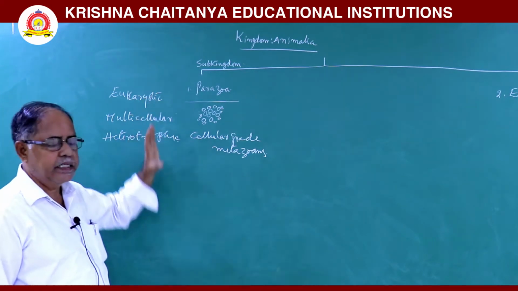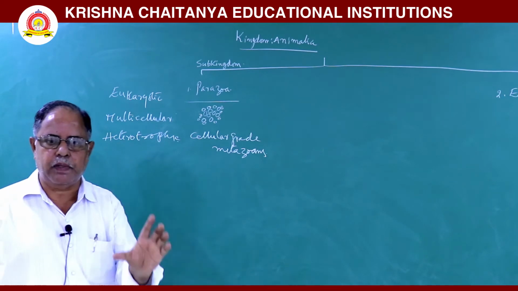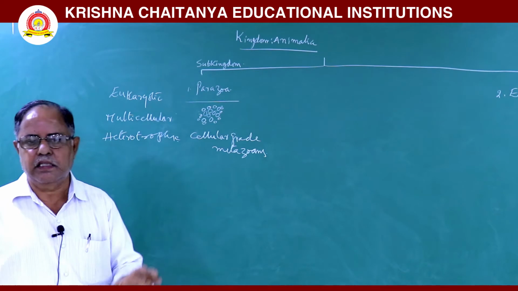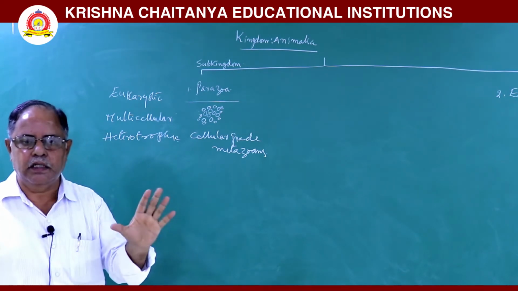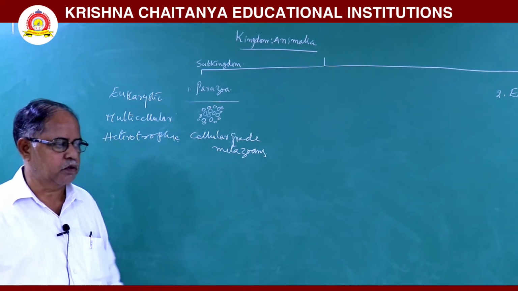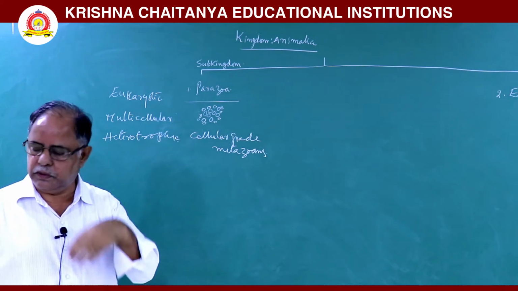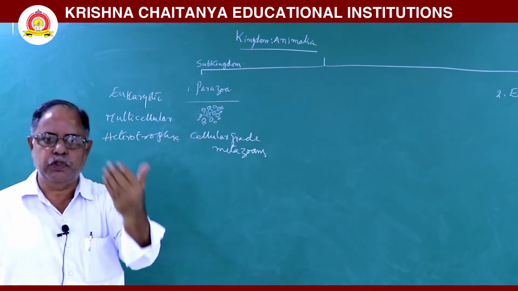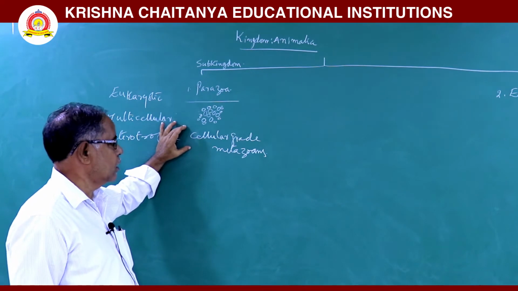Cellular grade metazoan, because here well-defined tissues are not formed. But the body is made up of so many cells. All the cells present in the body of the animal are not equal in shape, structure, and function. That group of cells is not called a tissue. So the body is somewhat advanced than the unicellular animals. So this type of body organization is called cellular grade metazoans.